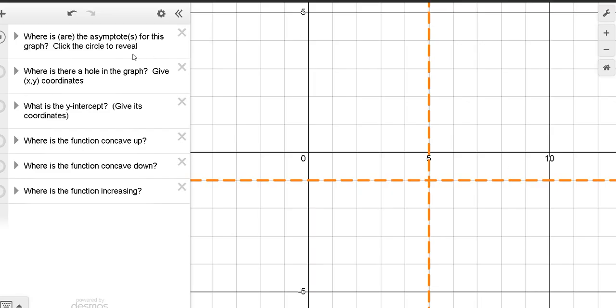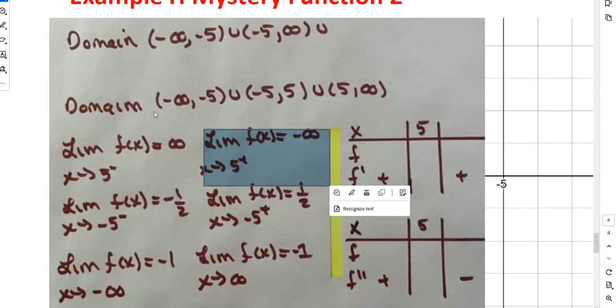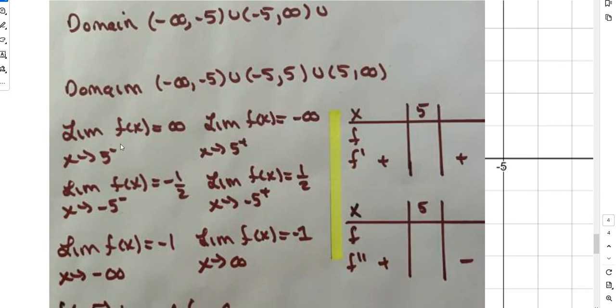Now there's another little interesting thing going on with this graph, and that is it's not defined at negative 5, but it's defined on either side of negative 5. Let's take a look at what's going on. At negative 5, as you approach negative 5 from the left, the limit is negative 1/2. If you approach negative 5 from the right, the limit is positive 1/2. This should be a negative 1/2. My bad. That should be a negative 1/2 there.